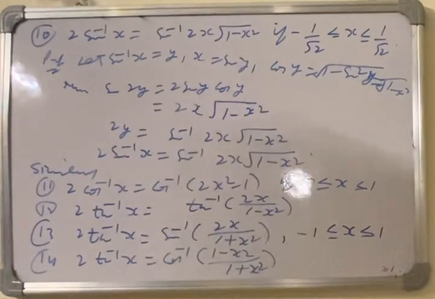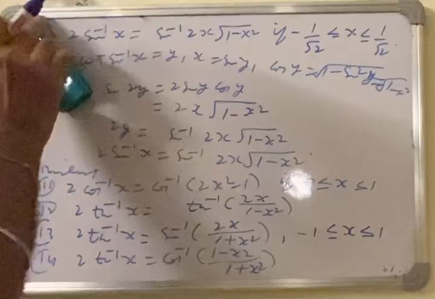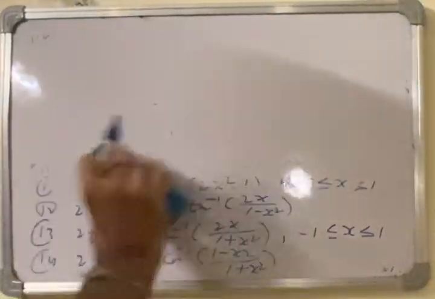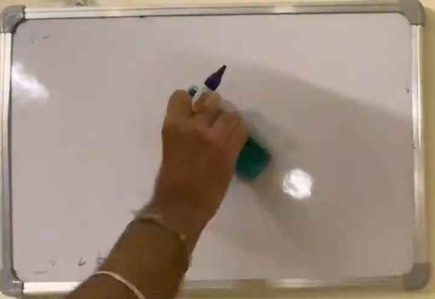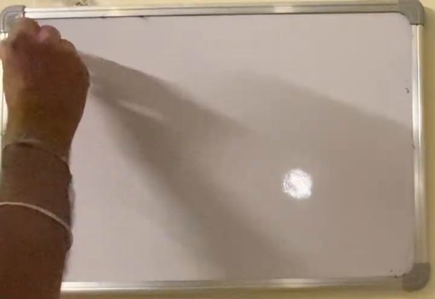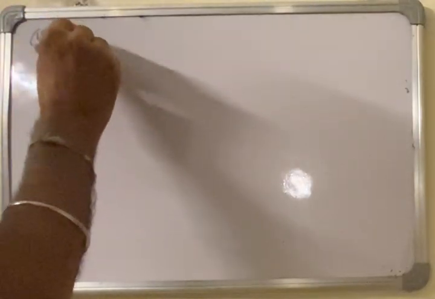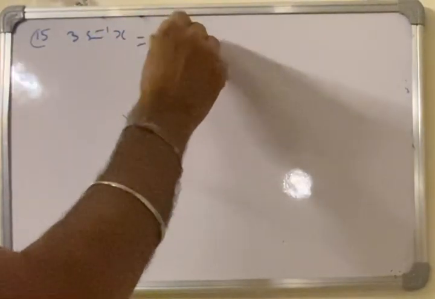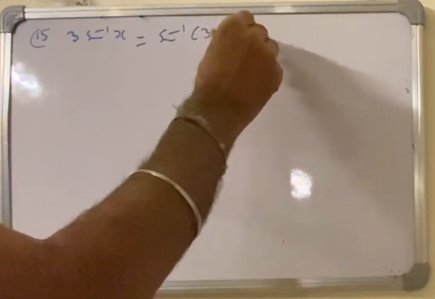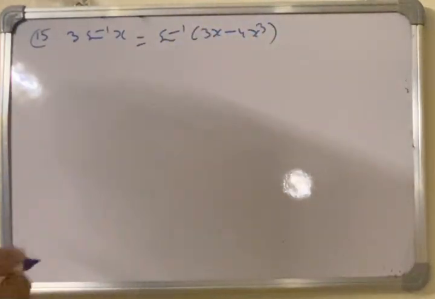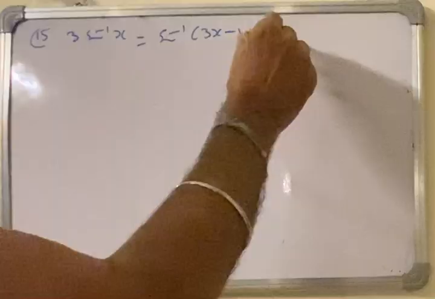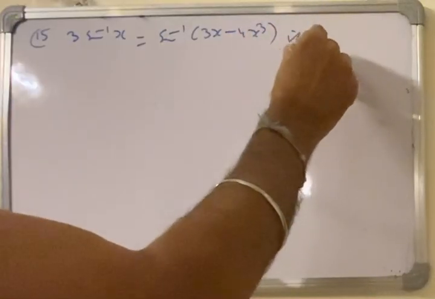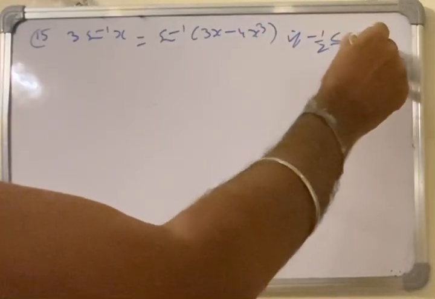Then also 15th property we have 3 sine inverse x is equal to sine inverse 3x minus 4x cubed, if minus half is less than equal to x less than equal to half.